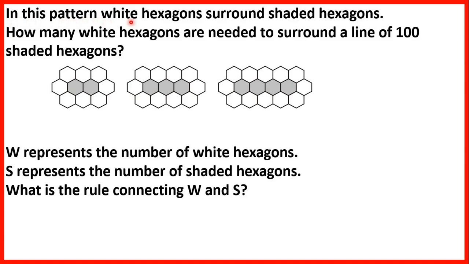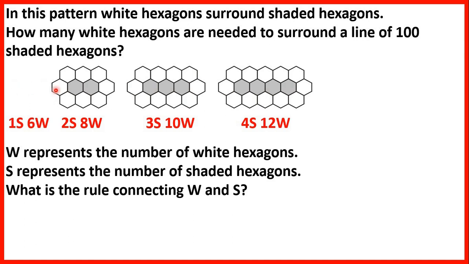In this pattern, white hexagons surround shaded hexagons. How many white hexagons are needed to surround a line of 100 shaded hexagons? So here we have 2 shaded hexagons and 8 white hexagons. Here 3 shaded and 10 white, and here 4 shaded and 12 white. So if we only had 1 shaded hexagon, we would have 6 white hexagons.